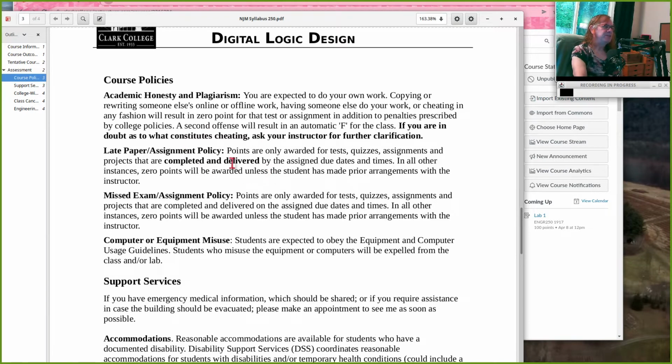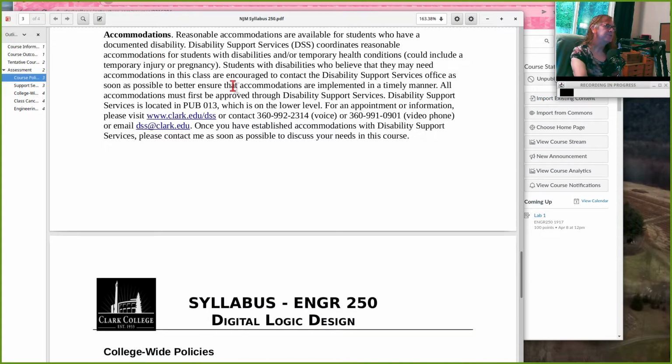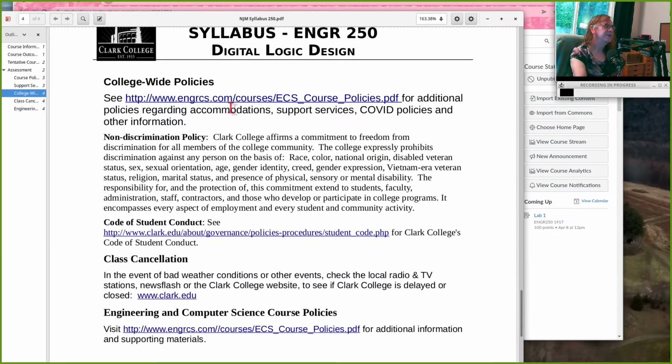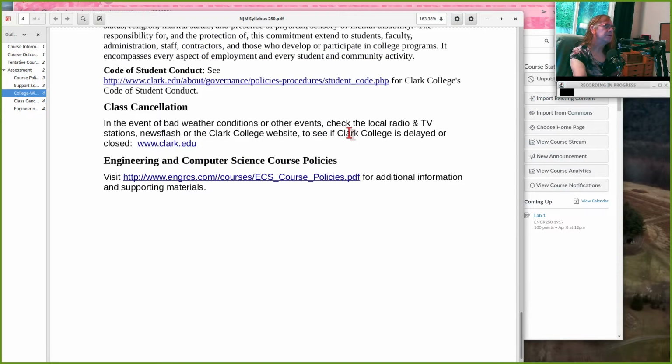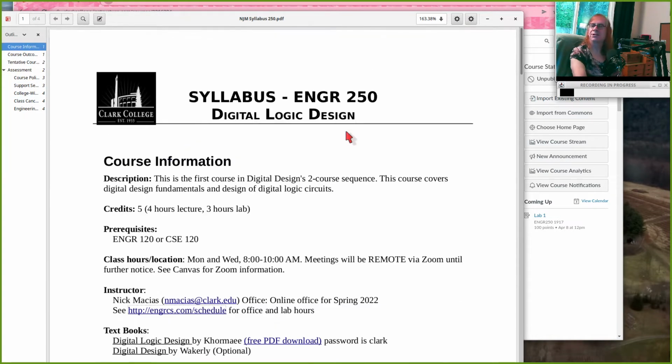And I will let you read through the rest of this. Chances are you've been here at Clark for at least 3 quarters now, possibly more than that. But look through this, make sure you understand the support services available at Clark, the accommodations, student support, and so on and so forth, as well as the college-wide policies regarding non-discrimination, Title IX, and so on and so forth. And I think that's all I want to say about the syllabus right now.